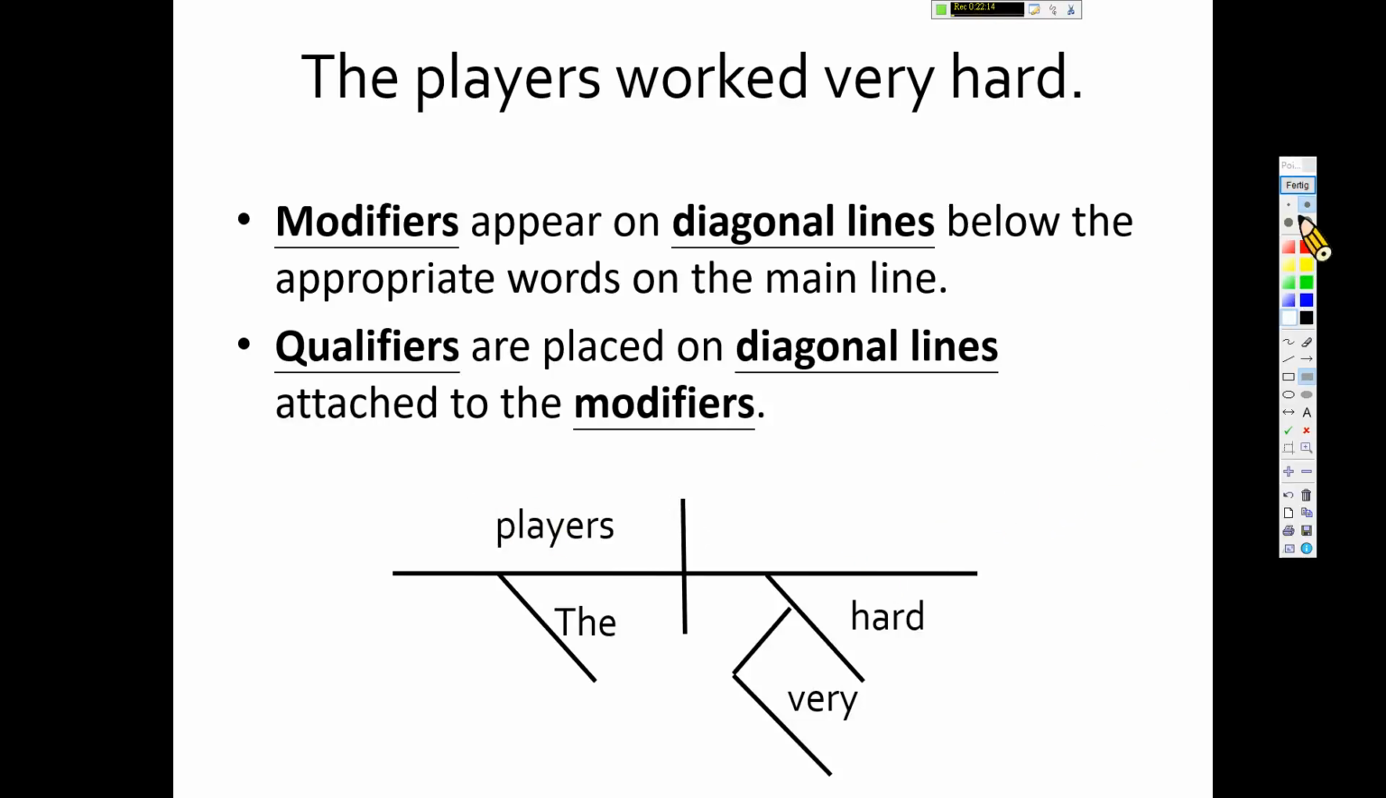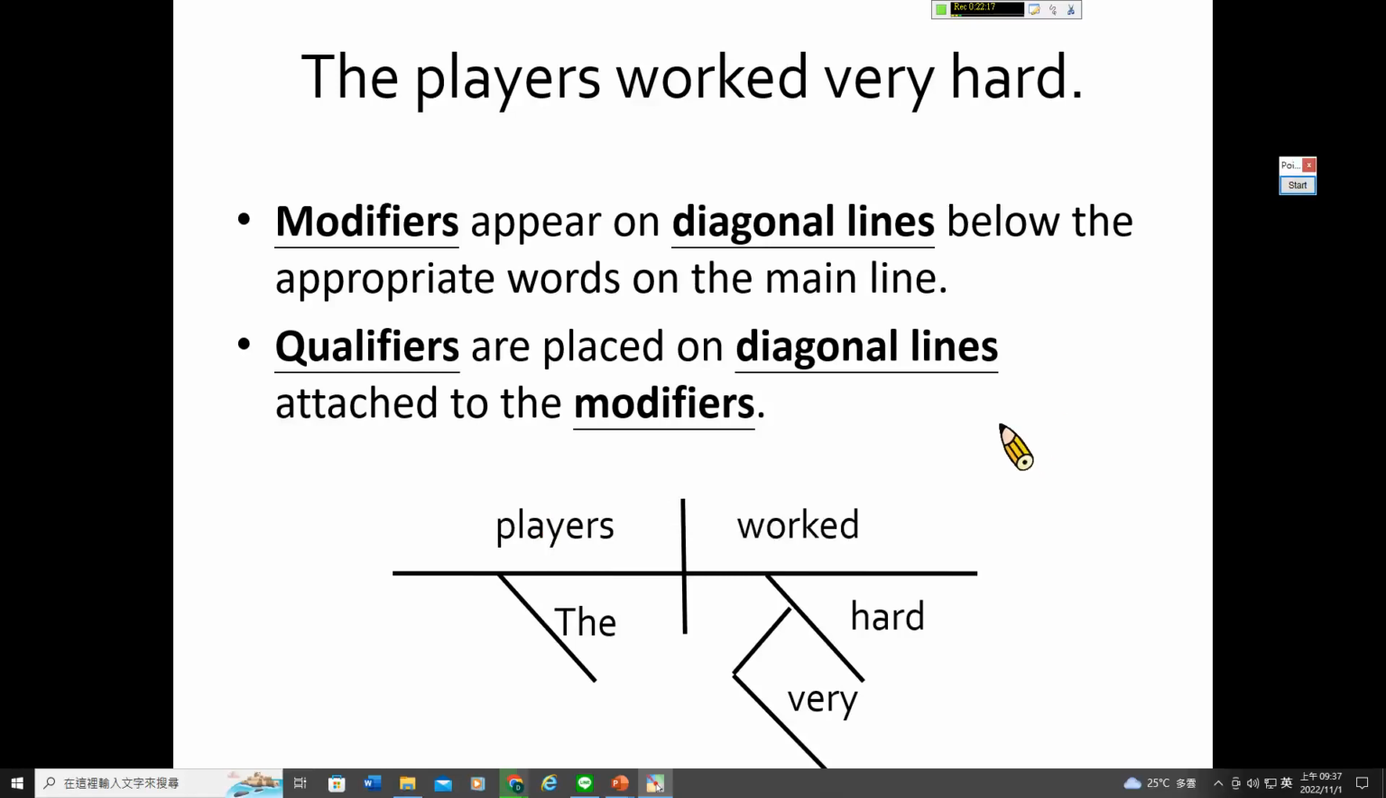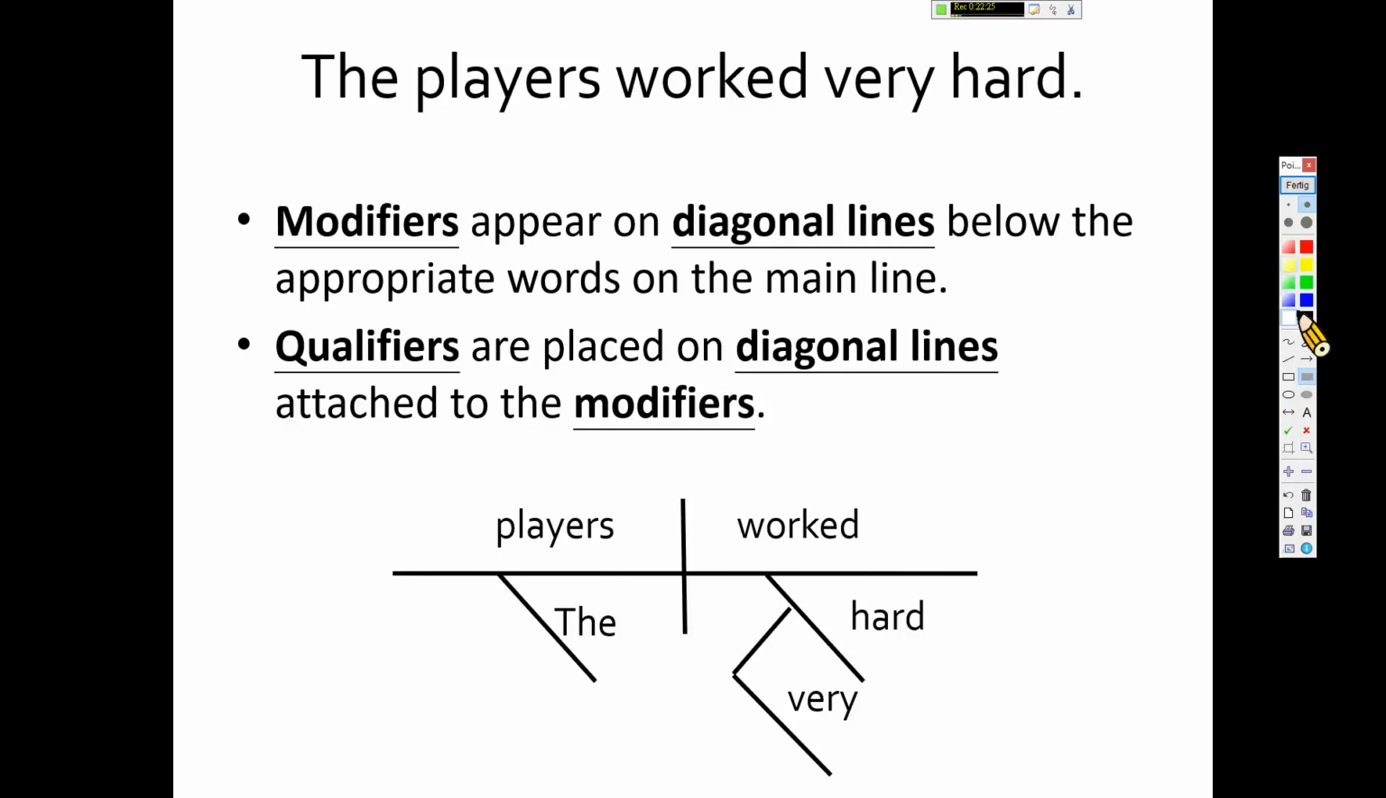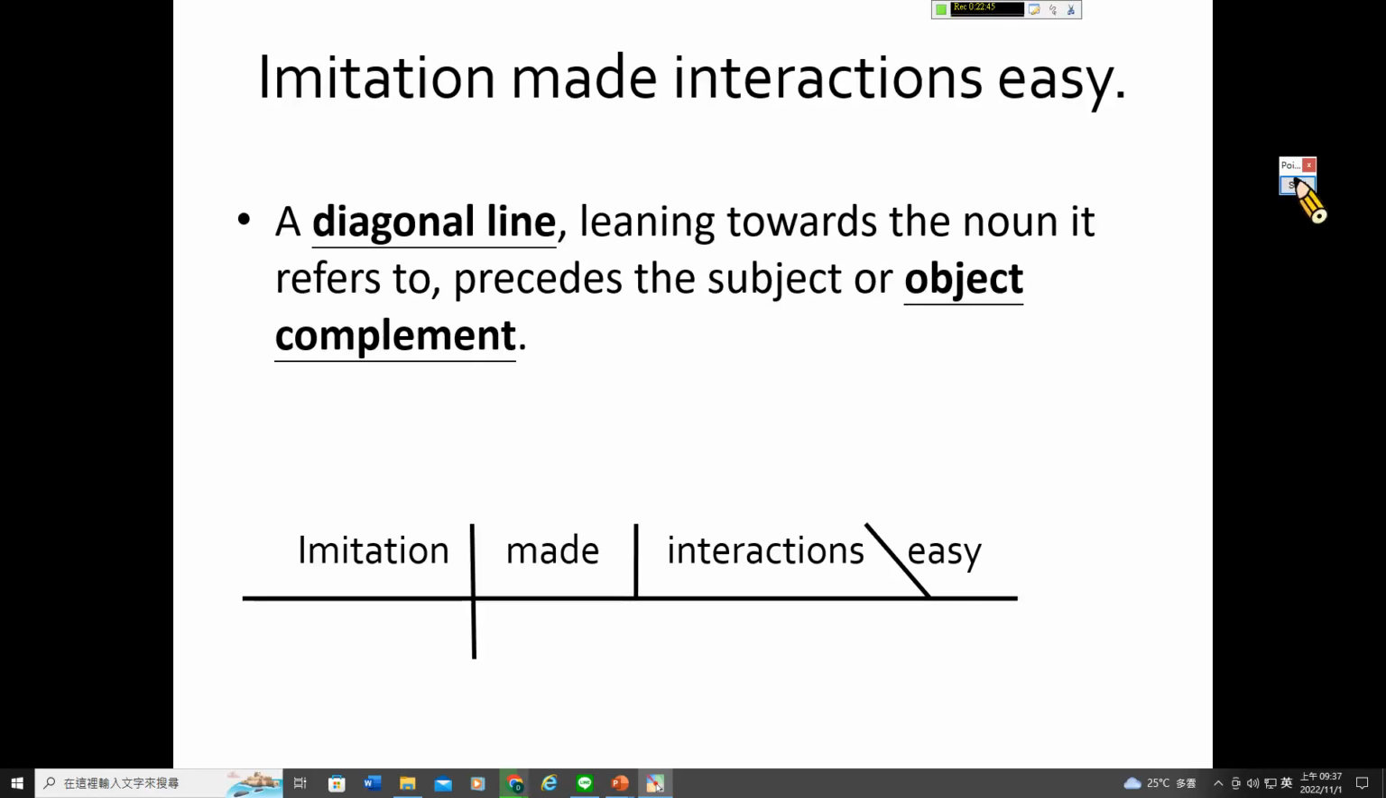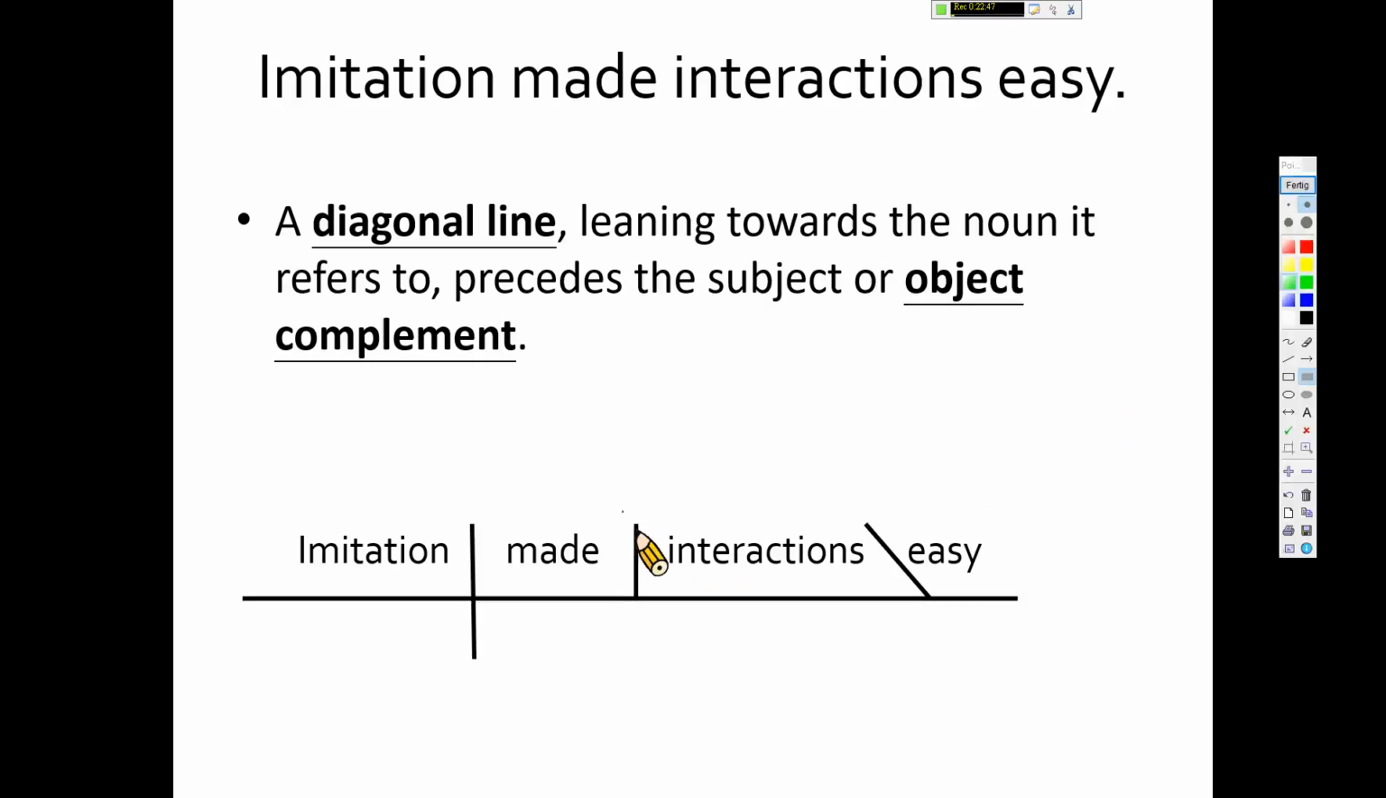So players worked are the most important part. Now, what we have so far, we have learned several very basic skills. One, we learned the main line. The main line is used to support the major elements above. And the vertical line is used to divide the subject and the verb. If we move up a little bit, we will see there is a shorter vertical line. This one is used to divide verb and object.